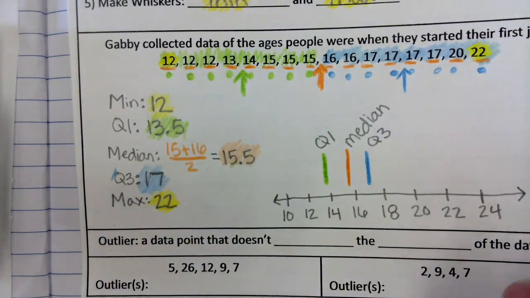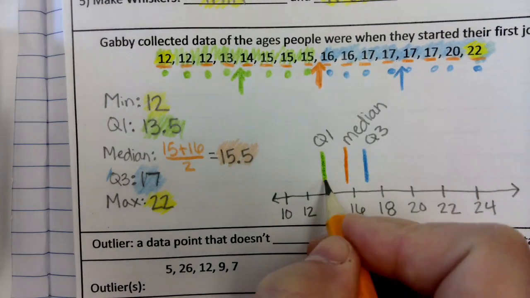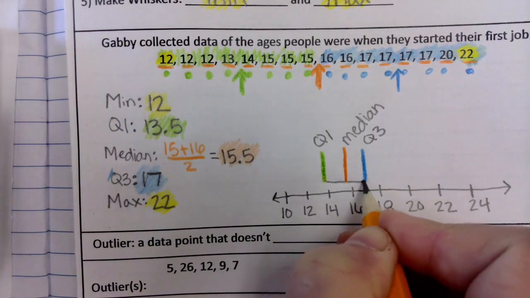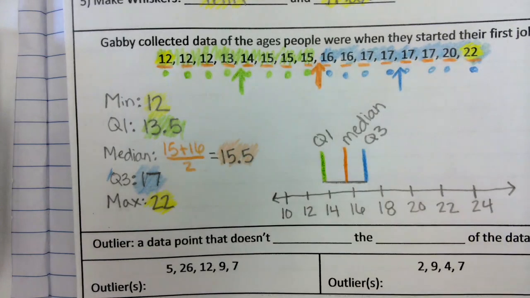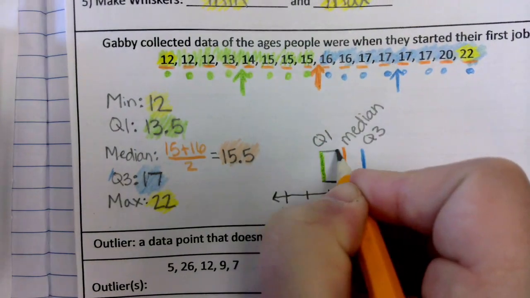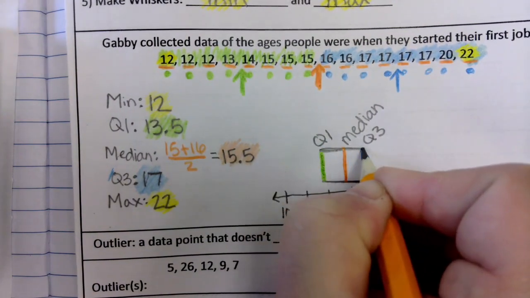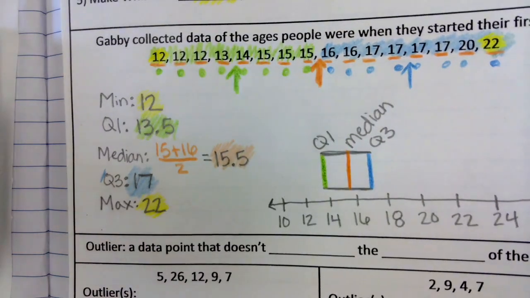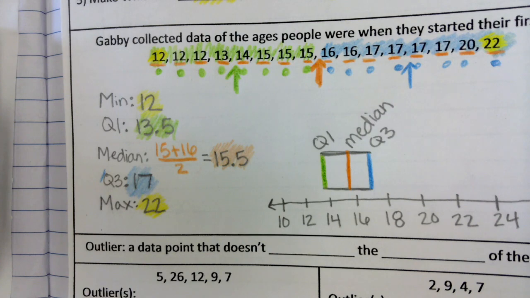Okay, last step is we are going to make our whiskers. And our whiskers are using our minimum and our maximum. So what is our minimum here? 12, so we're going to make a tick mark at 12. And that one we make smaller. So we don't want it quite as big. We want it a little bit smaller. And then we connect that to the middle of the box. And that's a whisker.